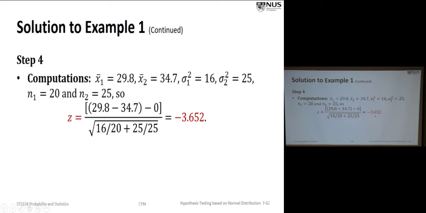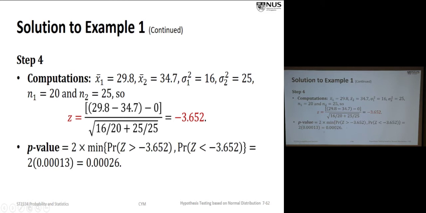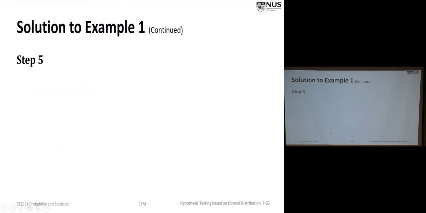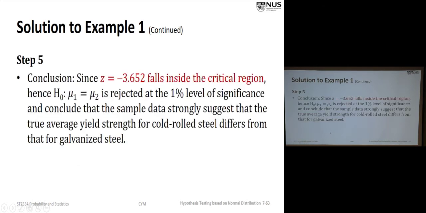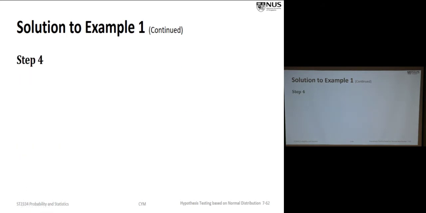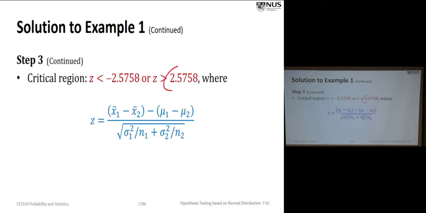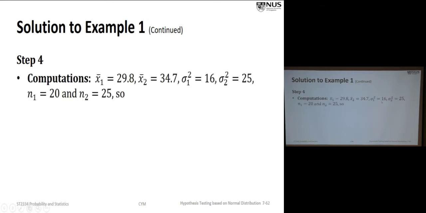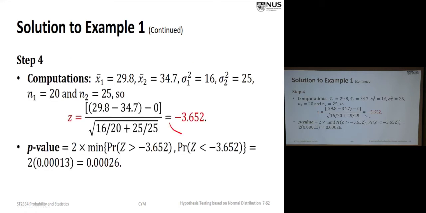Wow. Is it very small? Yes. Why? Because we compare. Okay, I did not write down the critical value. What is that? 2.5758. So the number that we obtained here is less than minus 2.5758, right? So we reject the null hypothesis.